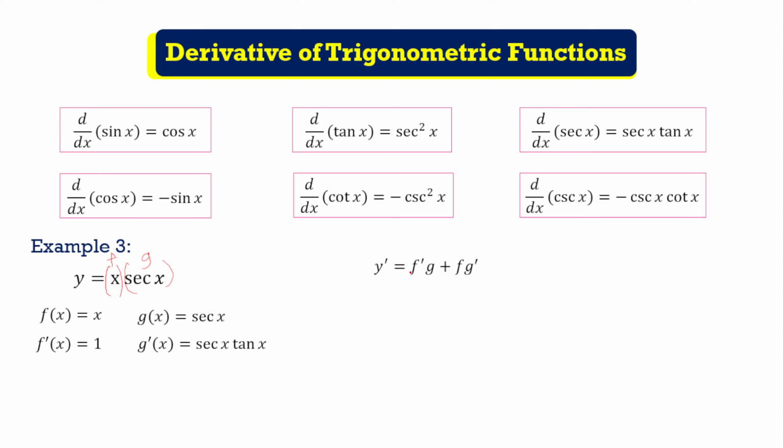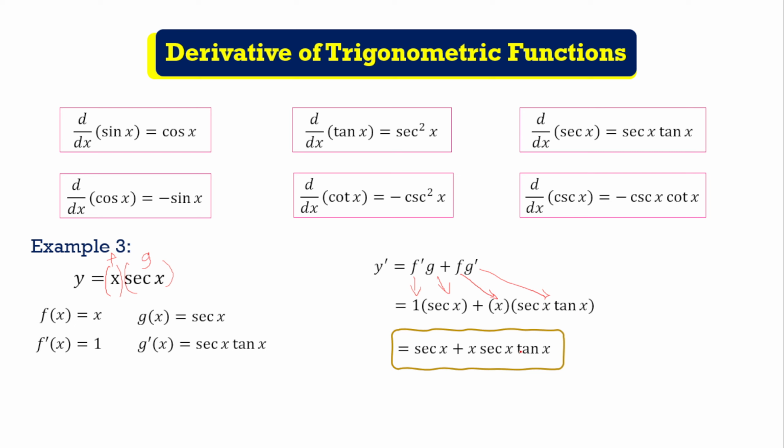Applying product rule, ang product rule is y prime is equal to f prime times g plus f times g prime. So, si f prime natin ay si 1. Si g natin ay secant x, so binaba. Ang ating f ay si x. Ang ating g prime ay secant x tan x. Simplifying, 1 times secant x is just secant x. X times secant x tan x is just x secant x tan x. Therefore, that's the final answer. Okay? Diba? Madali lang. Trigonometric function.